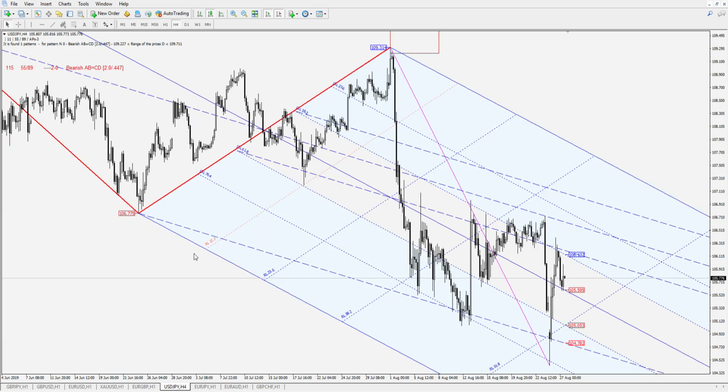We've got the dollar yen, descending pitchfork, got a bearish sequence. Your levels are 106.13, 105.59. The descending channel here too.